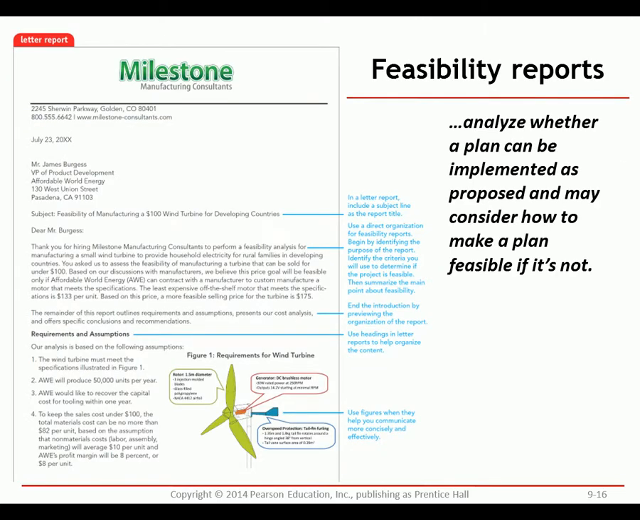Short analytical reports, such as feasibility reports, can also be written in email, memo, or letter format. A feasibility report analyzes whether a plan can be implemented or proposed. It may also consider how to change the plan to make it feasible. A feasibility report will always include the criteria that decision makers can use to judge the proposal. The criteria may include cost, technical functionality, or potential for employees or the public to accept the proposal. Then the report will evaluate the proposal based upon the criteria.